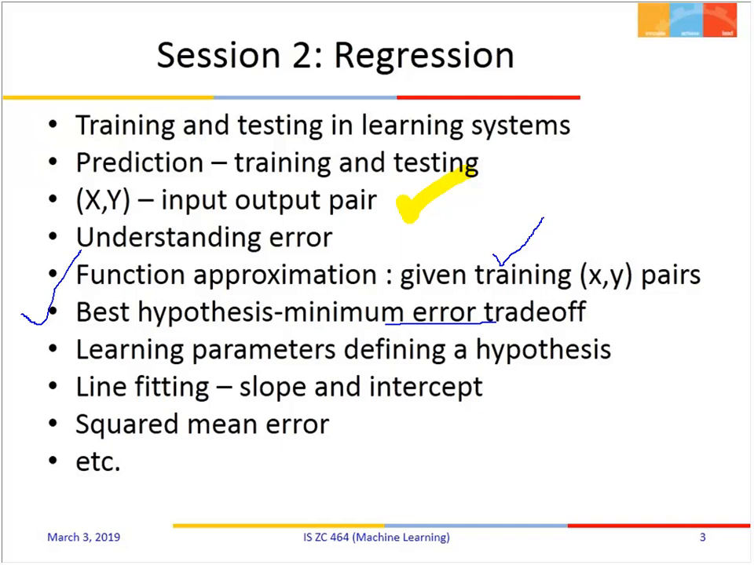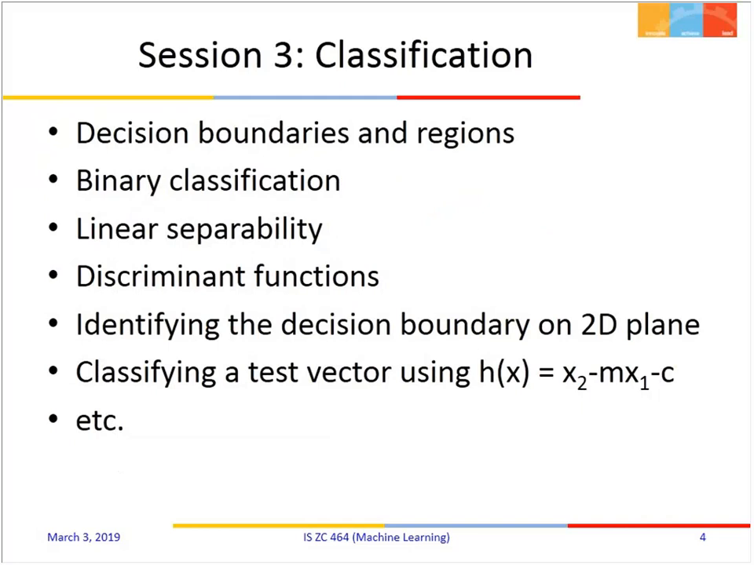Then we took the slope and the intercept to define the hypothesis, the line fitting, of course, in terms of those two parameters, and you understood what is meant by squared mean error. Okay, so go through the corresponding lecture and see the details. In session 3, we had decision boundaries and regions. You can recall what makes classification different from regression.